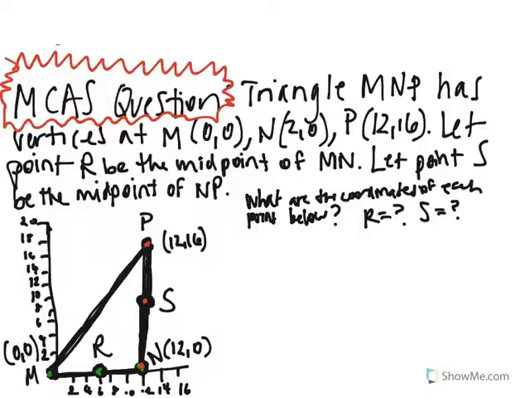Okay, so there's two ways we can figure this out. The first way is we can count, because PN, right here, is parallel to the y-axis. When a line is parallel to the y-axis, we know that we can count. So the midpoint of NP, which is S right here, would be (12, 8).